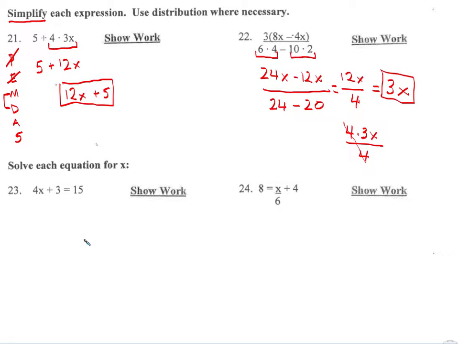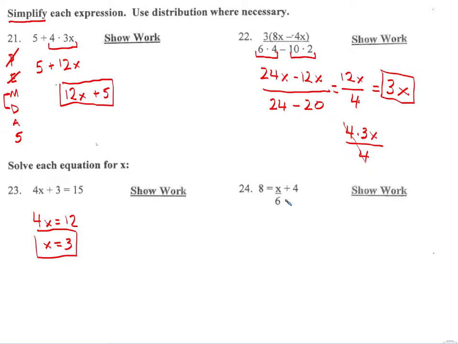All right, number 23. I think everyone got number 23. If you didn't get it, I'm sorry, I forgot about you. But here's the answer. You subtract 3 from both sides, so 4x is equal to 12, and then divide by 4, x is equal to 3. Final answer. And I do like boxing the answers, so if you haven't been boxing your answers, make a note to yourself, box those answers.